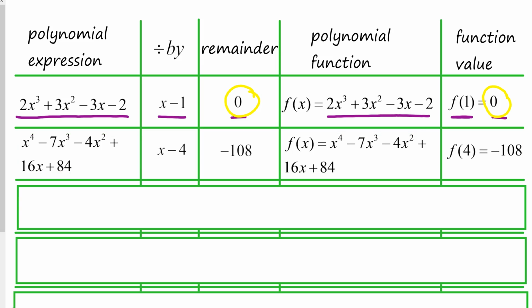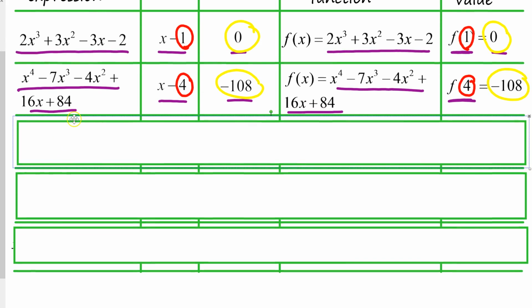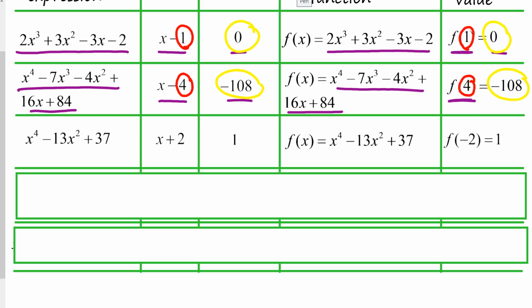Okay, here's another polynomial expression. We took this one, we divided it by x minus 4, and we got a remainder of negative 108. Now if I find f of 4, by plugging 4 into this function, I get negative 108. The function value is the same as the remainder. Also notice that if I was doing synthetic division, 4 is what I would put in the box, and it's f of 4. 1 is what I would put in the box, and it's f of 1. And what we're going to see as we look at these others is the same thing is happening.